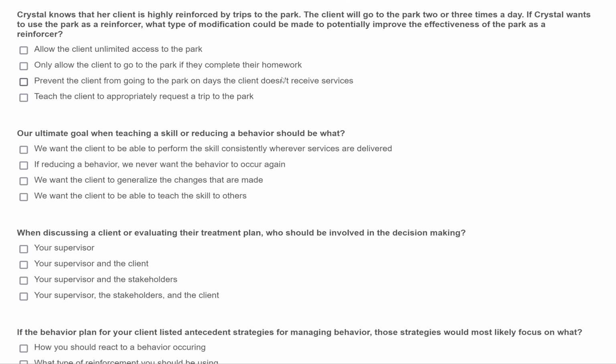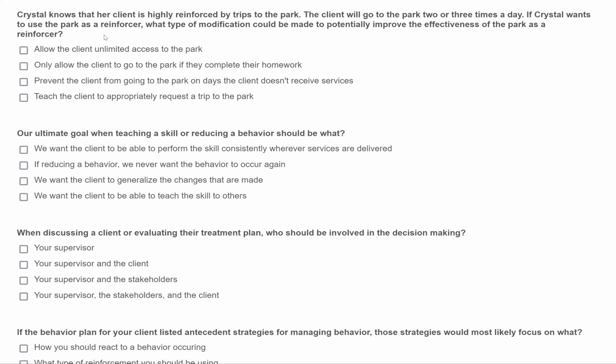Remember, this is a good example of only using the information given, because you could very easily start making assumptions or creating facts that aren't there. But if we just use the information given, all we know is they're highly reinforced and they go to the park 2 or 3 times a day. All we could do, right, is change this part about going to the park 2 or 3 times a day. We don't have any other information. So if Crystal wants to use the park as a reinforcer, what should she do?